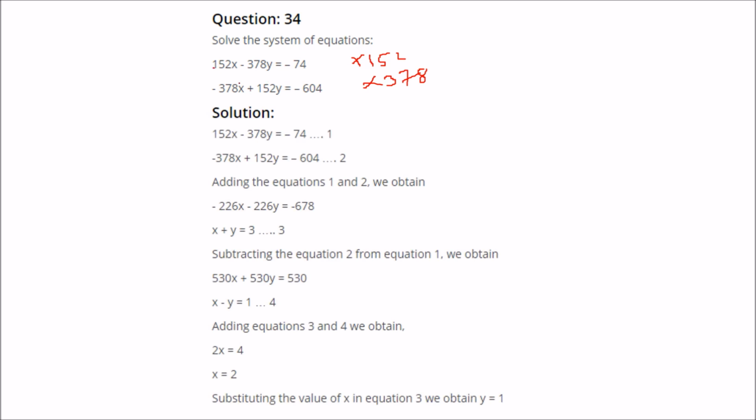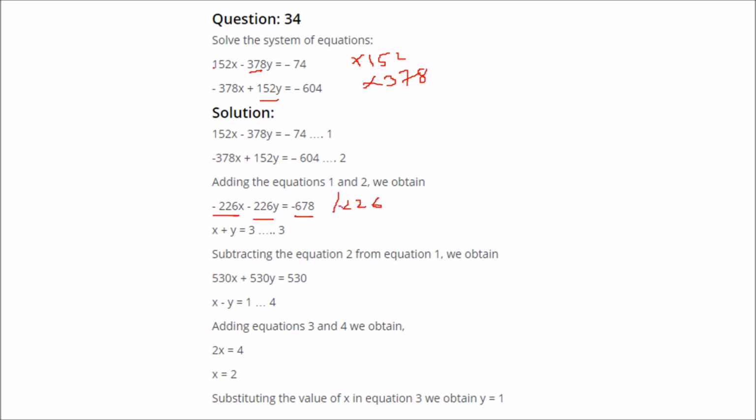When we add, 152 and minus 378 will be minus 226x. Minus 378 and 152 will be minus 226y. Minus 74 and minus 604 adding will be minus 678. Now divide the whole equation by 226, each and every term.